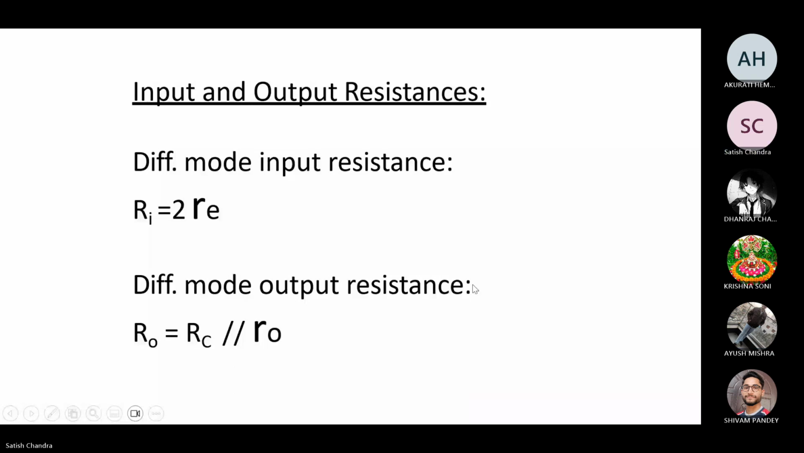Okay. So basically, this is the input and output resistance. That is the input resistance, which is nothing but 2 times Re, whereas the output resistance will be Rc by R naught.